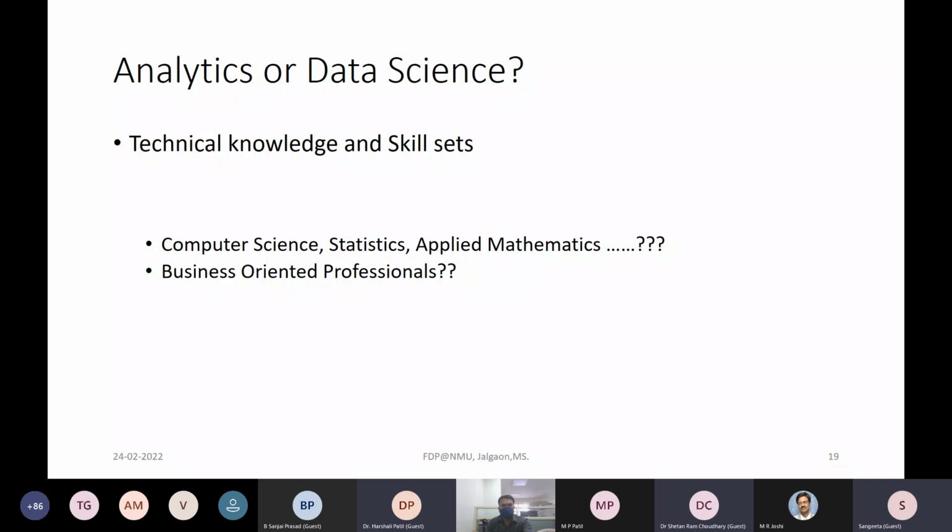So the major question is, what is important? The technical knowledge and the skill sets? Do you need computer science, stats, applied mathematics, or should you be a business-oriented professional? What is important? The business analytics part or the data science? Or do you get all in one together? Can anyone answer that, please? All in one, madam. Mathematical, statistical, computer, and business. Ah, that's a good one.